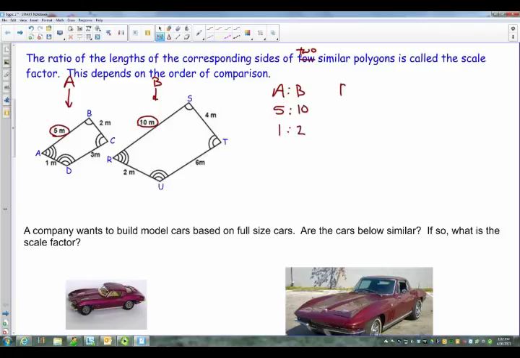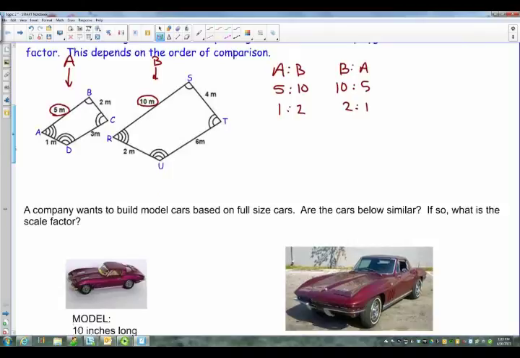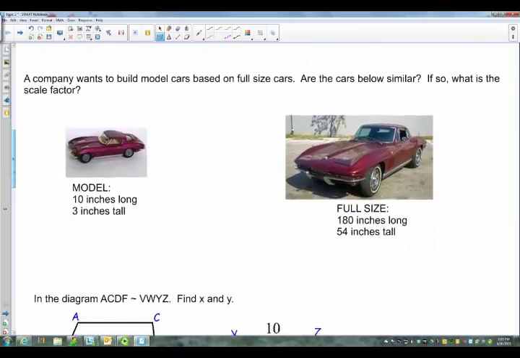Now if I reverse this and I go from B to A, using those same sides, I'd have 10 to 5 or 2 to 1. So depending on the direction that this thing goes, I could say it has a scale factor of 1 to 2, or I could say it has a scale factor of 2 to 1. Okay, and that's important to know if it's growing or getting smaller. Alright, so let's see how this works.